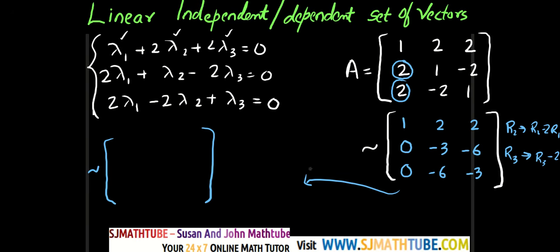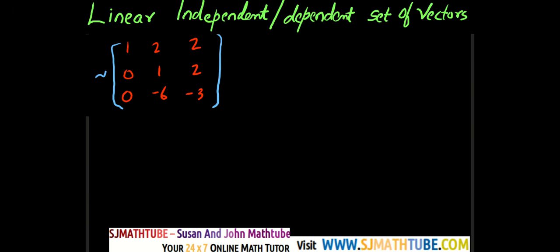Now what should I do next? I move to the second row and find the first non-zero element, and I have to convert that non-zero element into 1. So the operation is R2 changes to R2 into 1 by minus 3. So 1, 2, 2, 0, 1, 2 and 0, minus 6, minus 3. Okay, now we have 1 and all the elements beneath 1 are equal to 0.